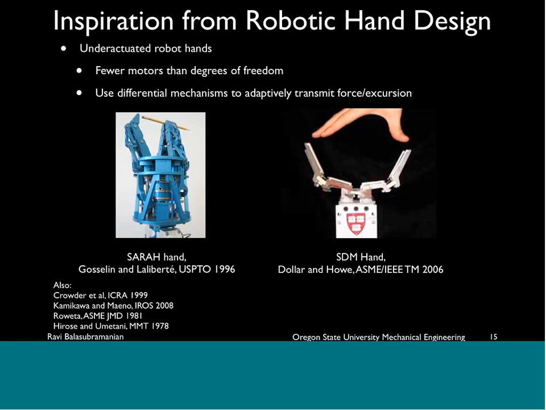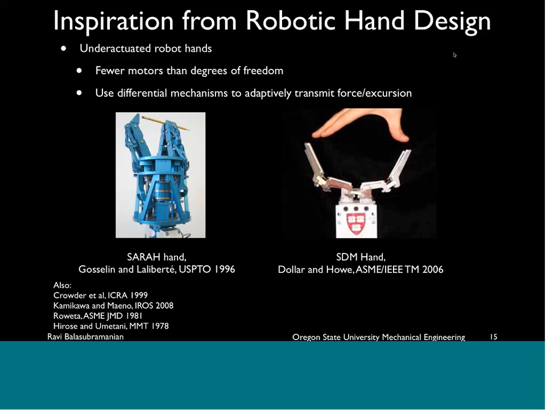Okay. Now, the inspiration for use of these pulley mechanisms in tendon transfer surgery came from the use of these mechanisms in robotic hand design. Specifically, there are these under-actuated robot hands which use significantly fewer motors than degrees of freedom. And so these differential mechanisms such as these pulleys and 4-bar linkages are used to adaptively transmit force and muscle and motor excursion from one motor across even say 8 joints or even 16 joints.